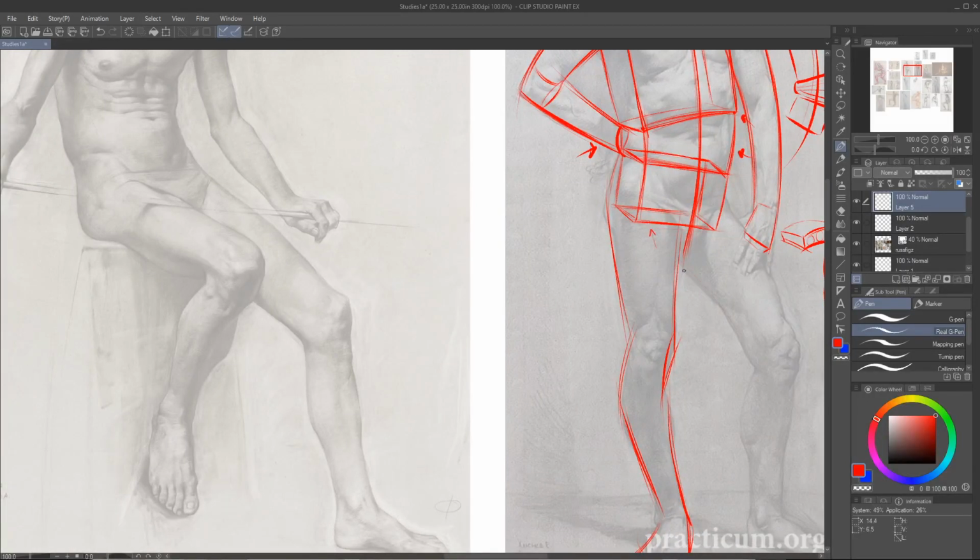I'm going to do the other one too, because I like relating these. I feel like I would want to definitely relate these two legs to each other.